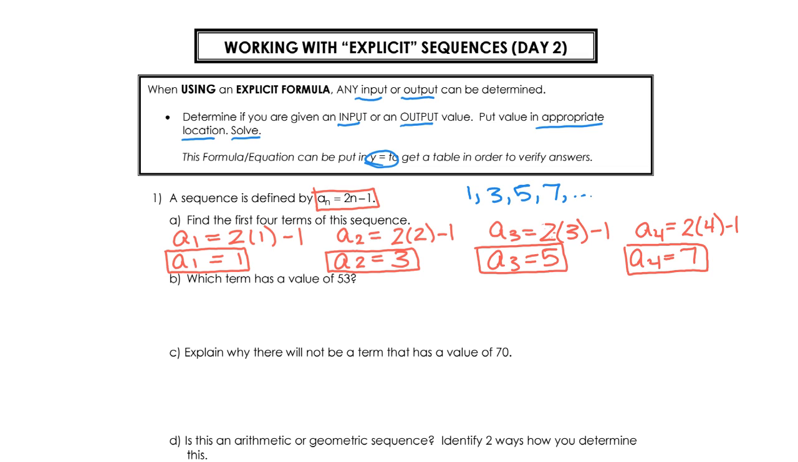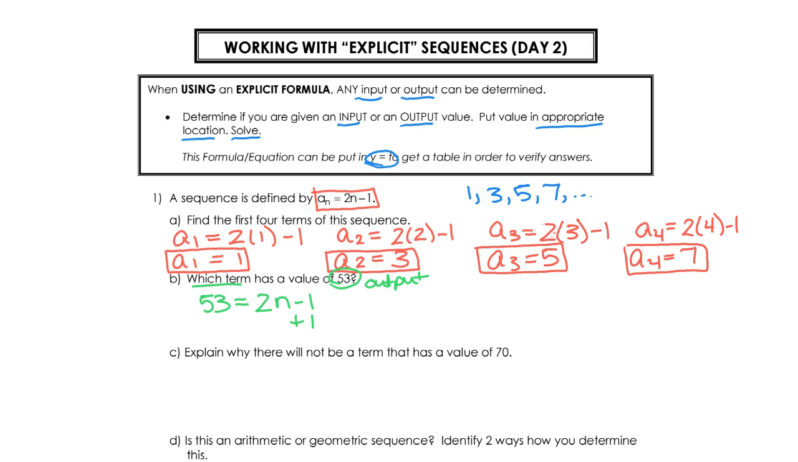Okay. In part B, they want to know which term has a value of 53. Which term? So we don't know the number we're plugging in. We know that if it's the first term, we plug in 1. If it's the second term, we plug in 2, and so on. But we don't know what number we're plugging in to get 53. So that means 53 is our output. We don't know what to put in, like in part A. So what we'll do is we'll put the 53 in the output spot, which is a sub n, and we'll keep this n so that we can go ahead and solve for n.